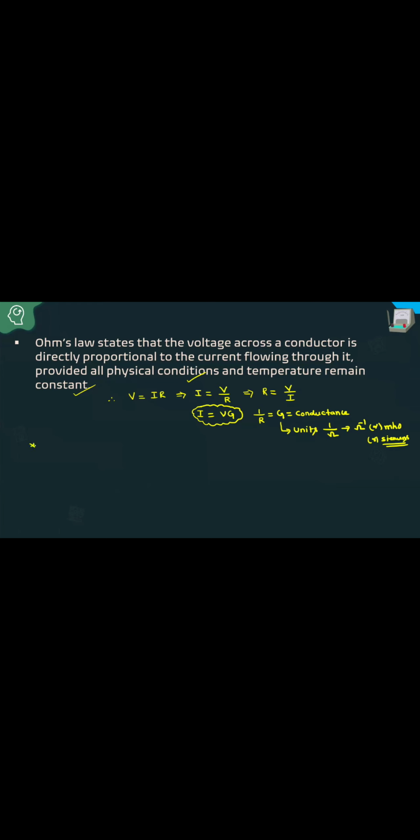We know that V equal to IR, and we know that I equal to V into G. We can also write V equal to I into R in different ways. Since I is dq by dt, we can write V equal to dq by dt into R. These are the different forms of Ohm's law.